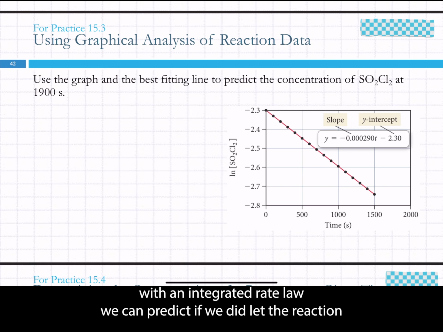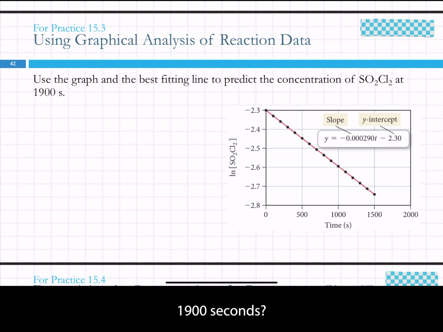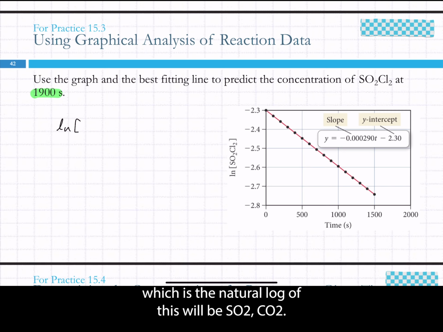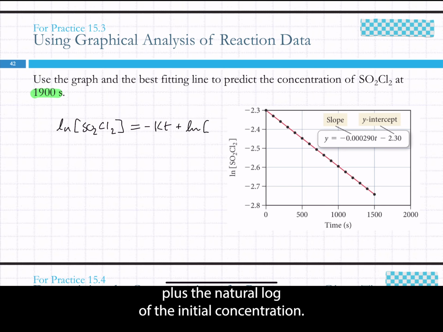So now with an integrated rate law, we can predict if we did let this reaction go on into the future, what would the concentration be after 1900 seconds? So now we need this new equation, which is the natural log of SO2Cl2 at time t equals negative kt plus the natural log of the initial concentration.